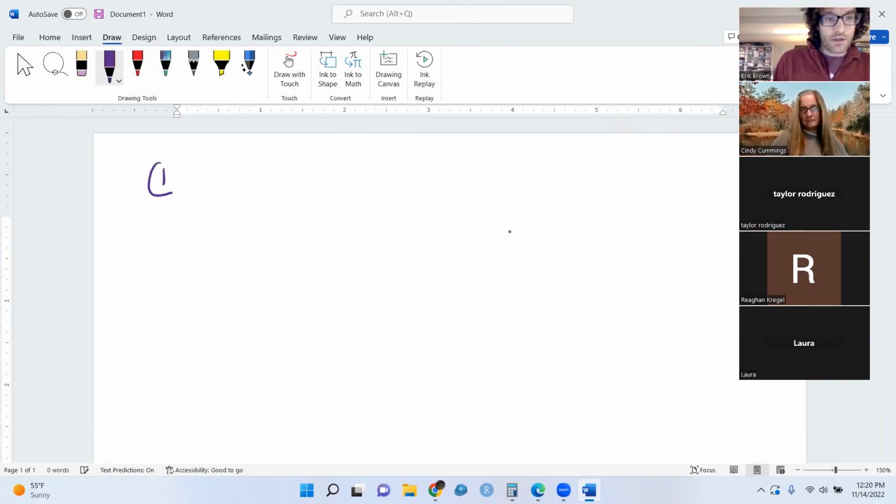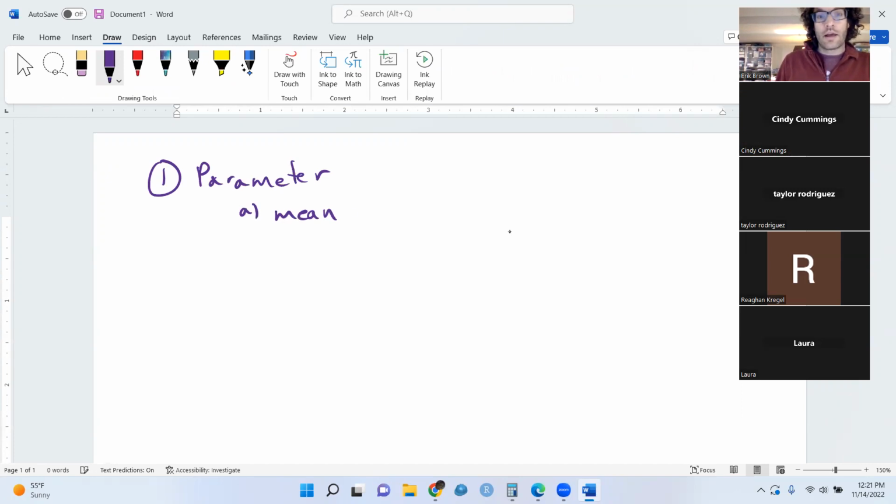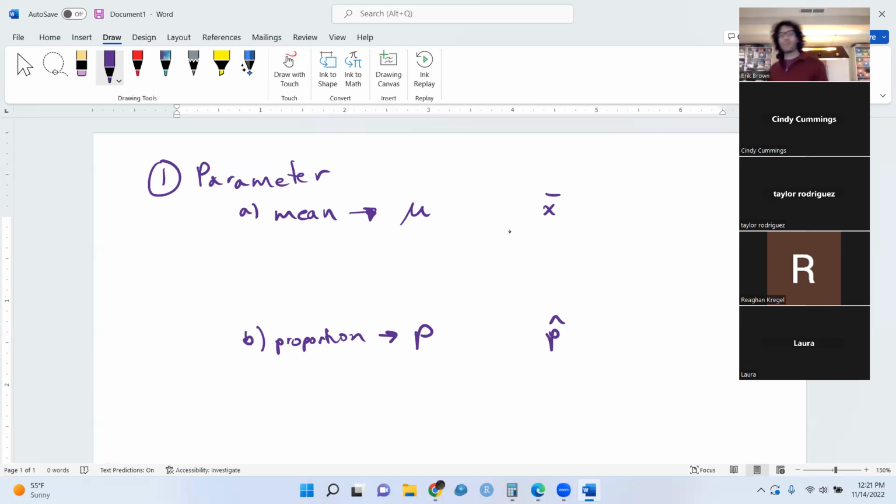So the first thing I want you to think about is, what is the parameter? Always and forever. How do we know? What are the clues for which? And there are two types of parameters. There's the mean, and the mean is mu. And there is the proportion, and that is p. The statistic part for this is x bar, and this is p hat. What's going to come with means is standard deviations, data sets, etc.